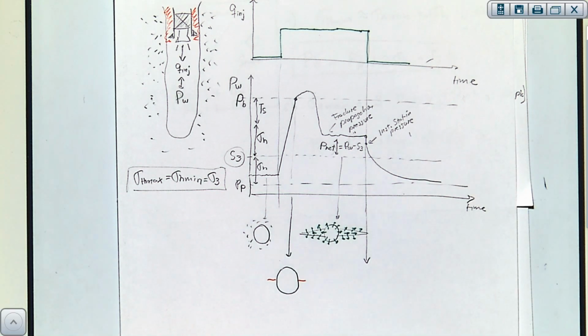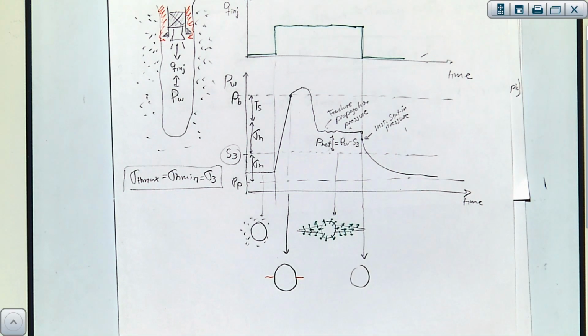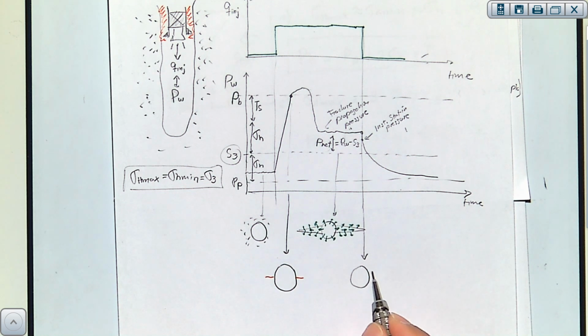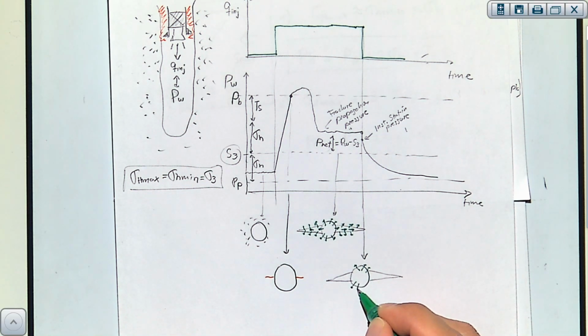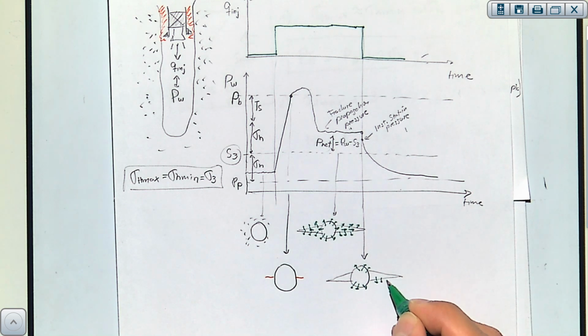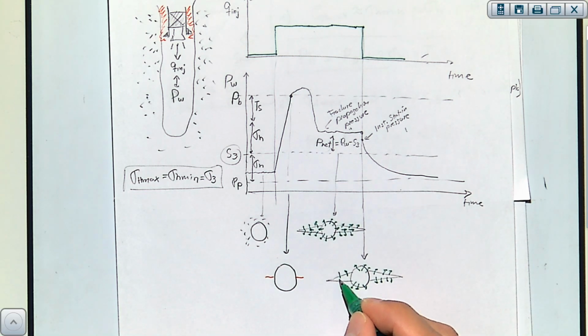at the fracture, it was in the fracture, is going to filtrate into the rock. That's why the pressure.